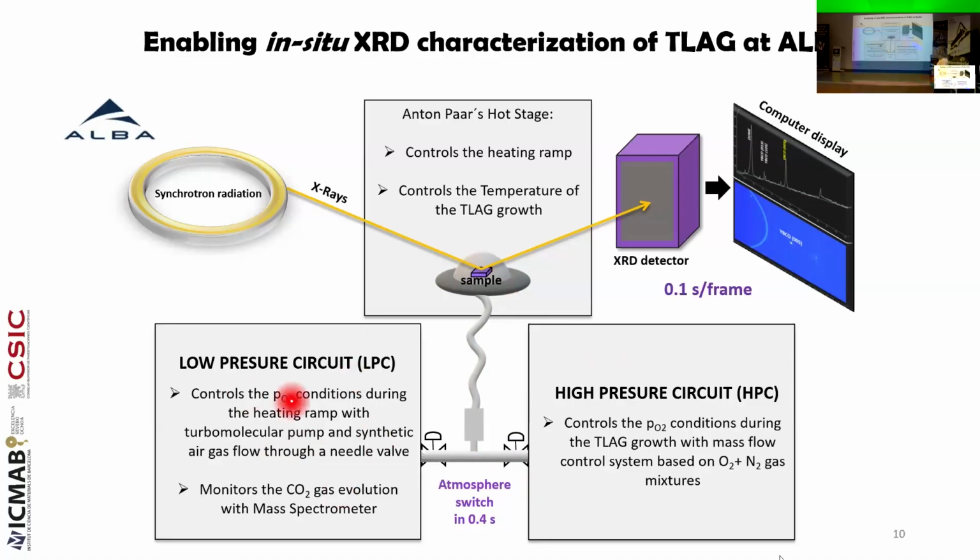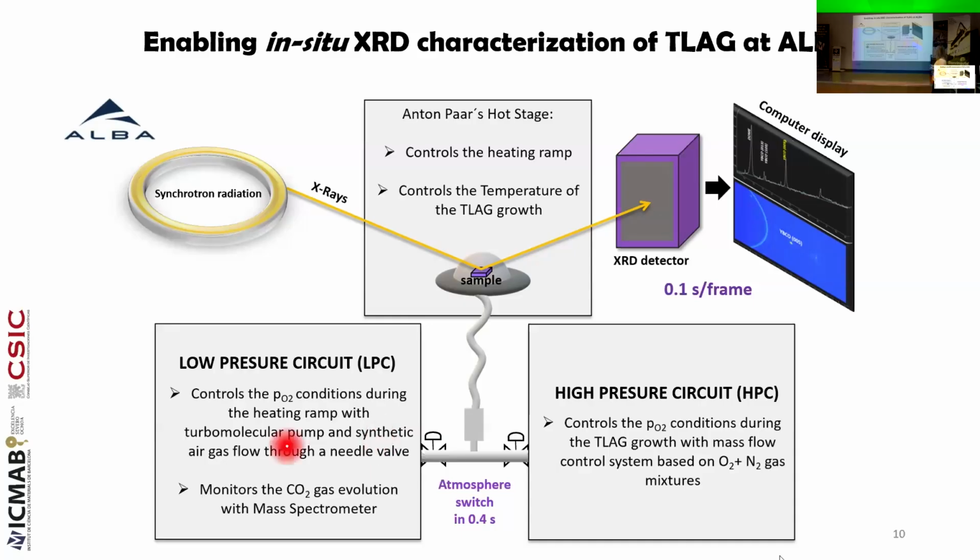One of them, the first one, is the low pressure circuit. This circuit controls the oxygen pressure conditions during the heating ramp to the set temperature, and also is able to monitor the evolution of all the gaseous products of the reaction. Especially here, we are interested in the evolution of the carbon dioxide from the barium carbonate decomposition, which is needed in order to form the transient liquid.